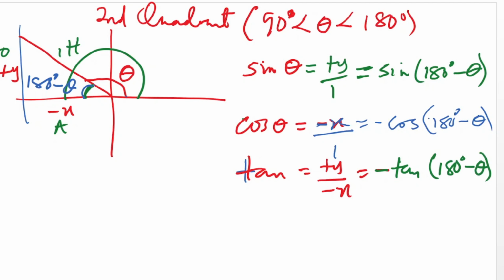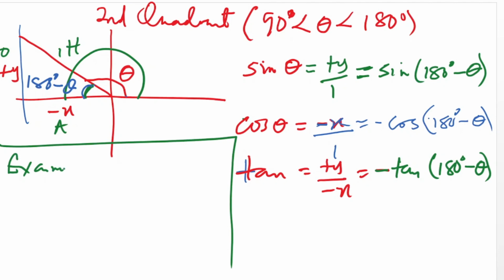Now let's look at its application. Let's look at an example. For example, let's say we have sine 140 degrees. The first thing that will come to your mind is that 140 is more than 90 degrees, so we can't get this on the four-figure table. And 140 is less than 180, so 140 falls under the second quadrant.